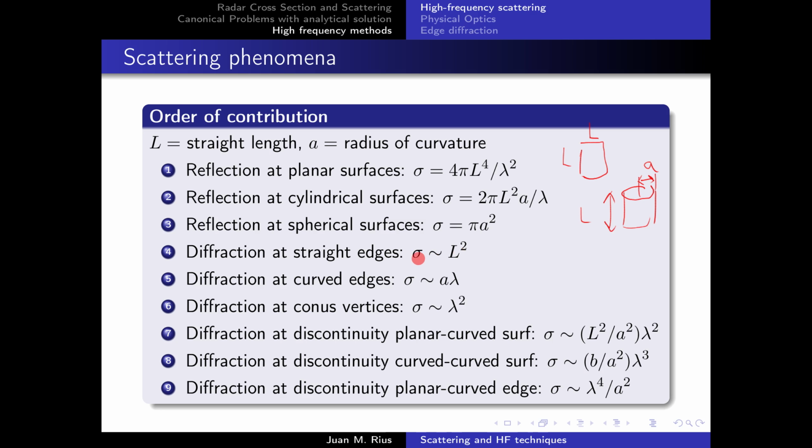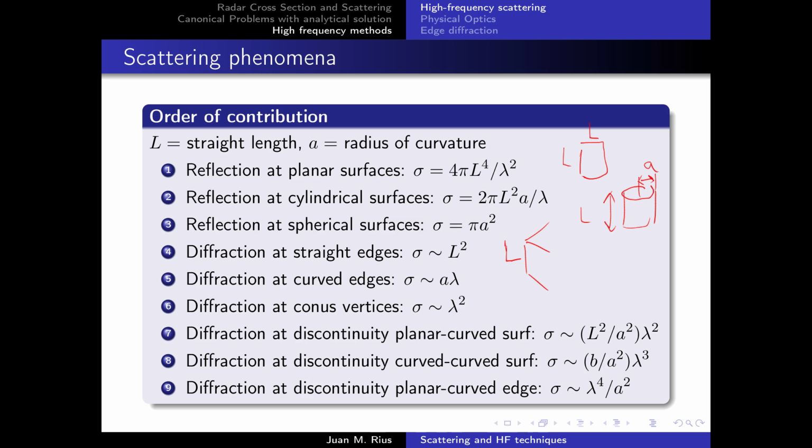Now a straight edge. The object is like this. We have a straight edge of size L. This is L, okay? And the contribution is proportional to L squared, still independent of frequency. A curved edge of radius A has a dependence of the RCS as A lambda, so it's proportional to the radius and to the wavelength, so it decreases in the large frequency region.